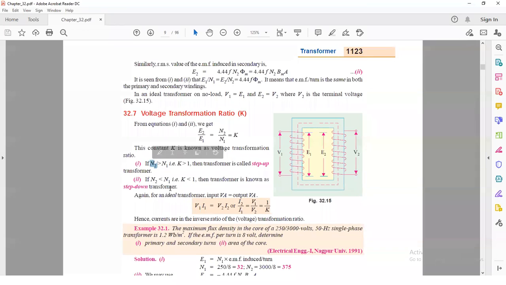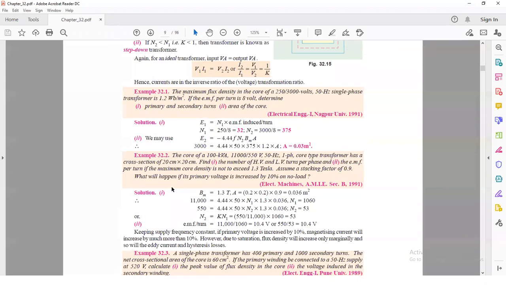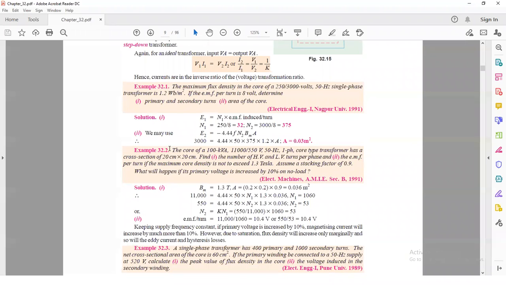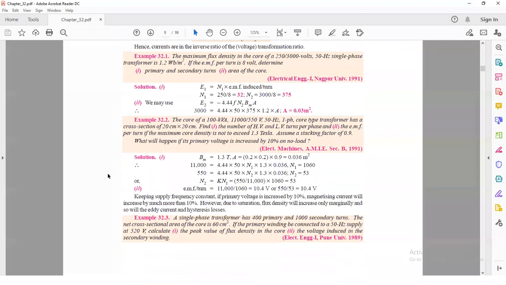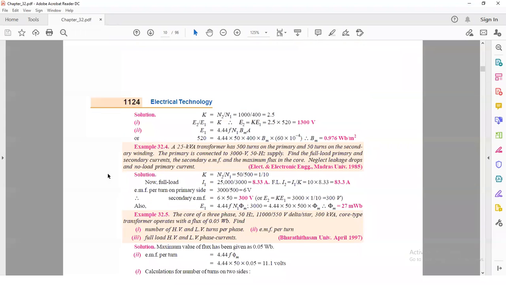Okay. So first we are applying one question. Okay, so this is the question. Okay, no problem. Let's solve this problem.